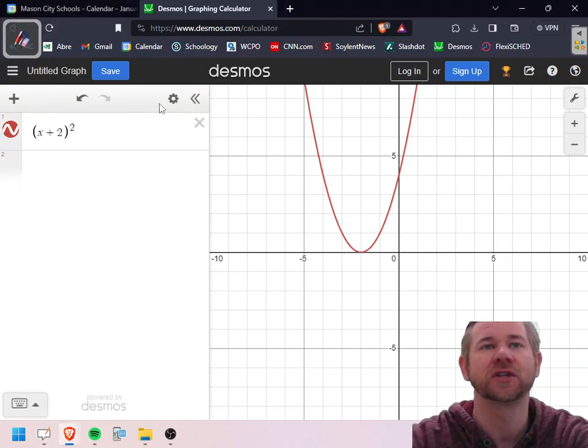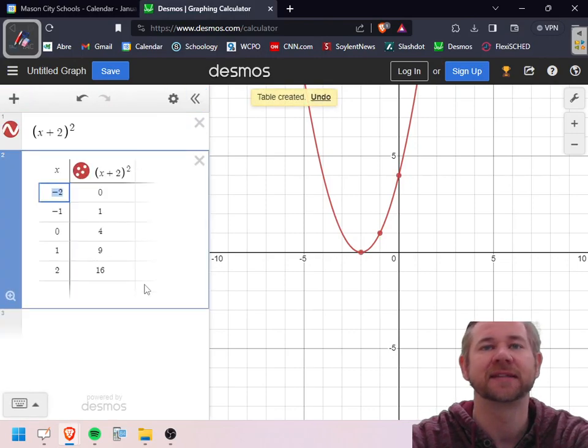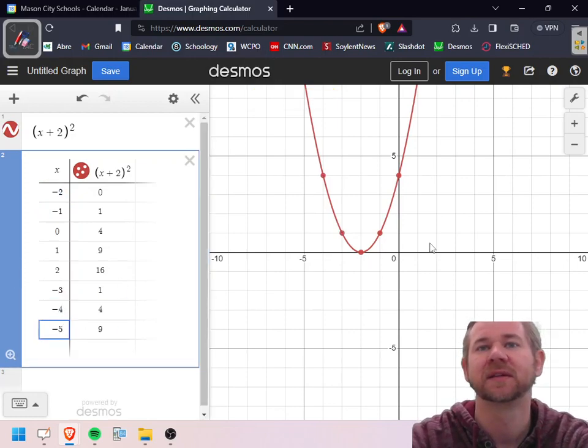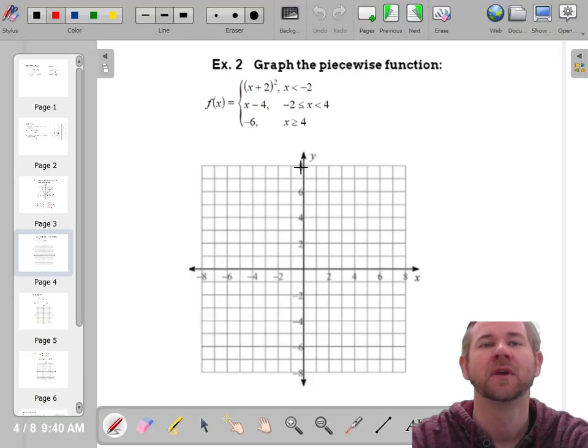If you have this function, you click the gearbox and you can make it a table, and then we can find some values, and you see how it's got those drawn. You can also add values, and you can see how it's going to throw in some extra points. Okay, I can keep doing that. What do I need here?